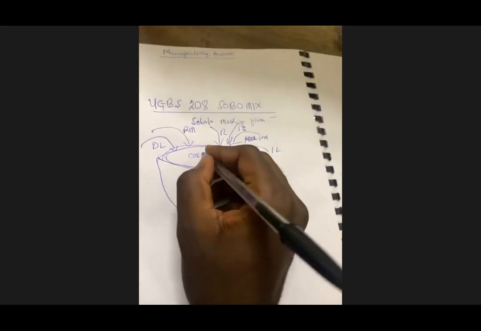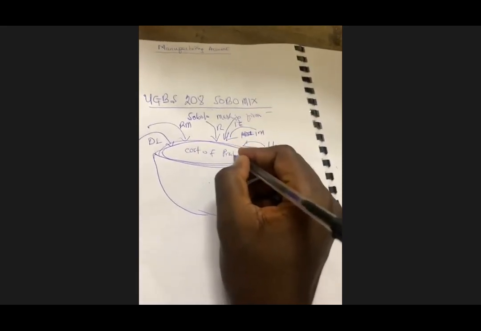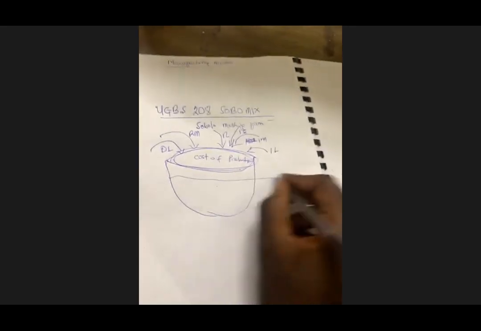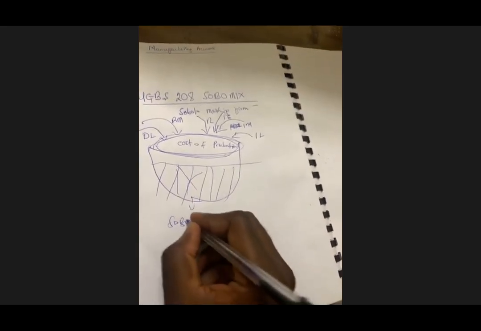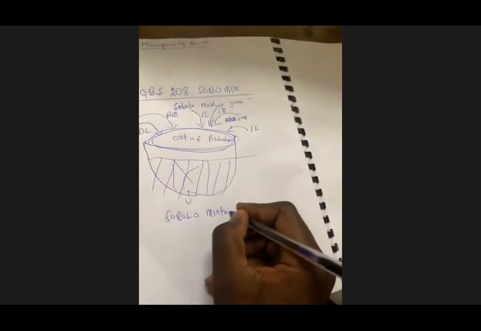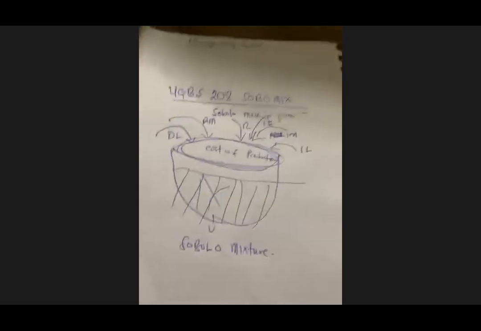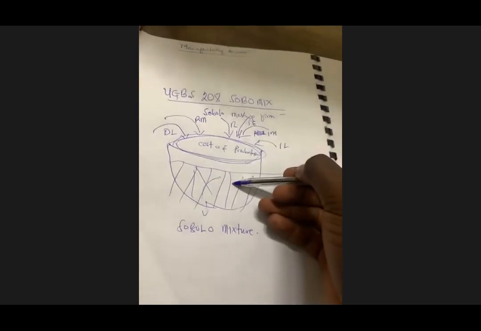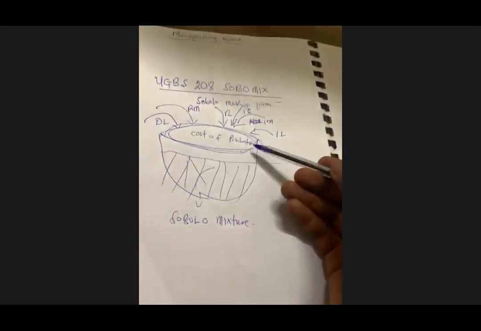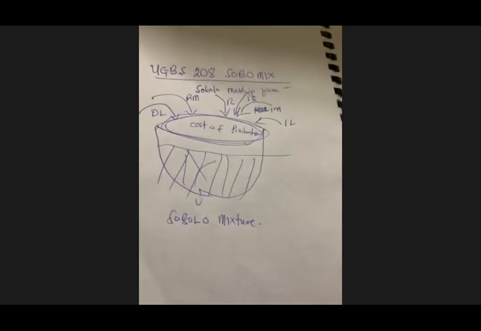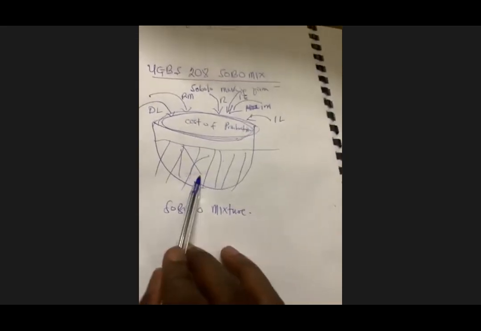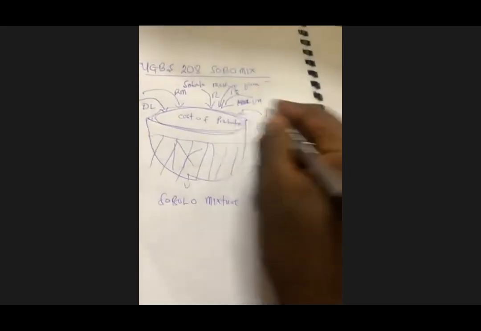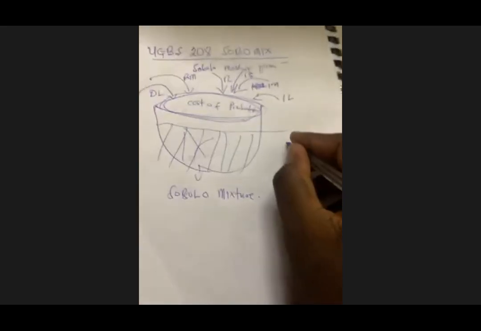So in this bowl, we have the cost of production. The item in this bowl, the liquid here, is the Sobolu mixture. We are to convert the Sobolu leaves and everything into a sellable product. And we all know that before the mixture is converted into a sellable product, it must be transferred into bottles. So we may have bottles here.